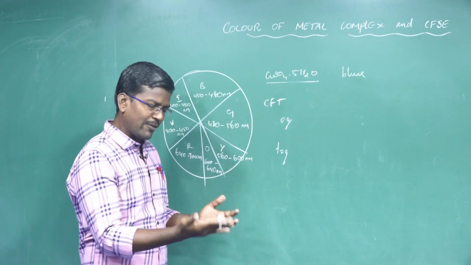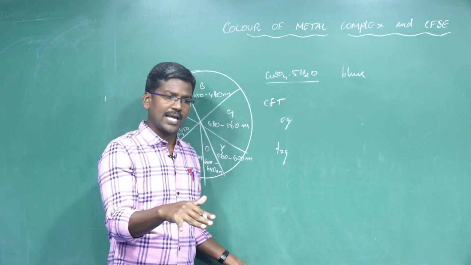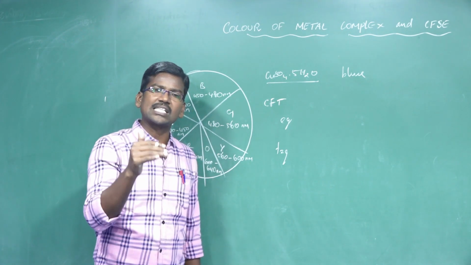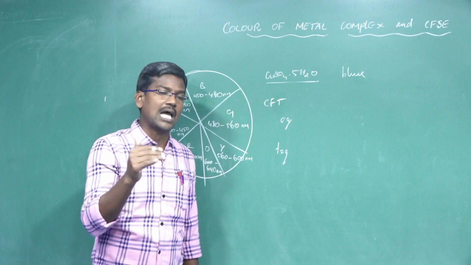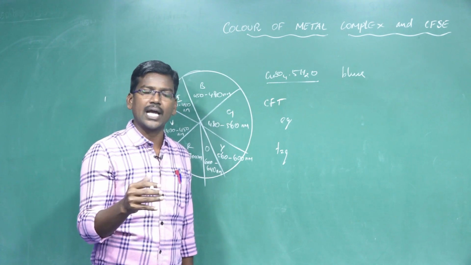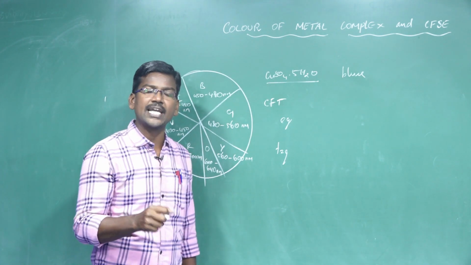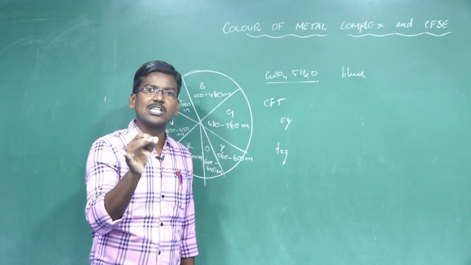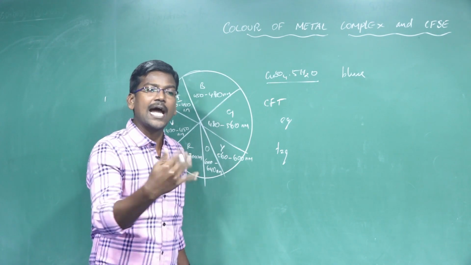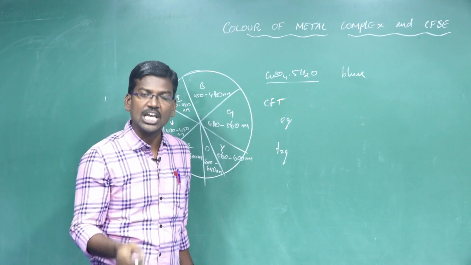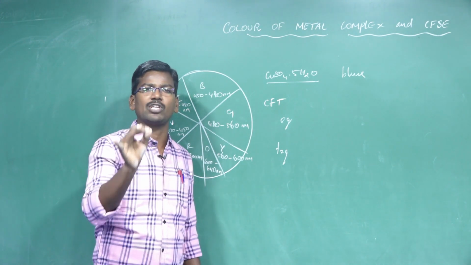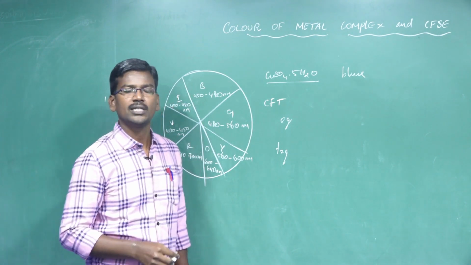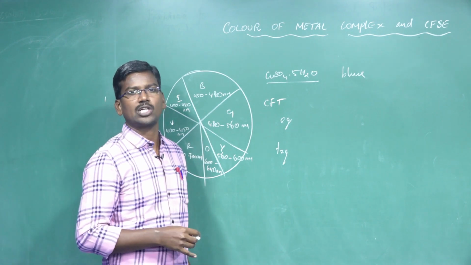So when white light falls on the transition metal complex, the complex containing the transition metal ion or central metal ion absorbs the visible region corresponding to the crystal field splitting energy and transmits the rest of the visible light, which is responsible for the color of the compound.